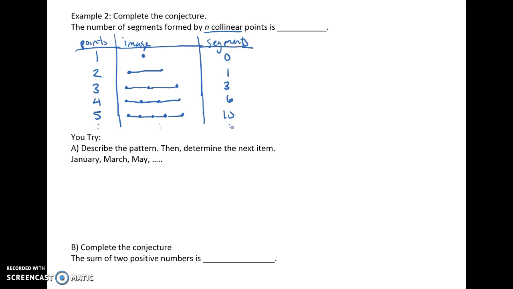So now what I want to do is look for a pattern. And often it'll be easy to look for a pattern with the segment number. So I'm going to focus on these numbers and let's see if we can come up with a pattern. So what do you notice about going from 0 to 1 to 3 to 6 to 10?